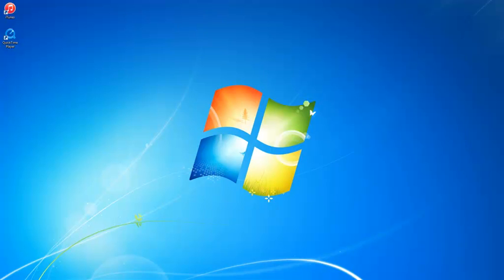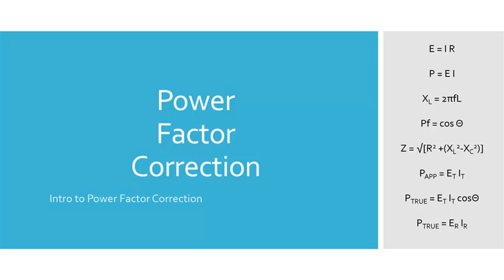All right, on to LP5. LP5 is power factor correction. Again, this is a short introduction to power factor correction. Formulas are on the right side of the slide there.